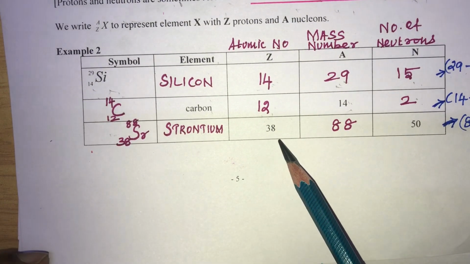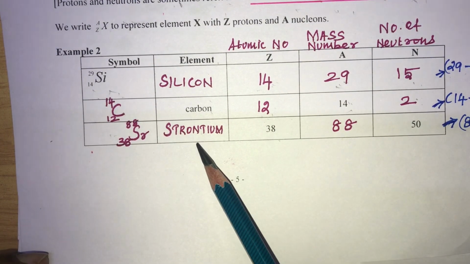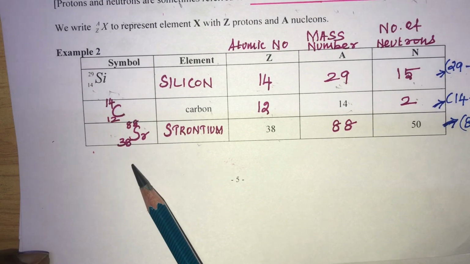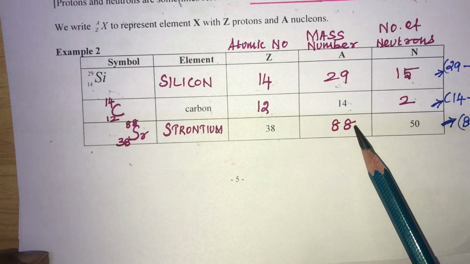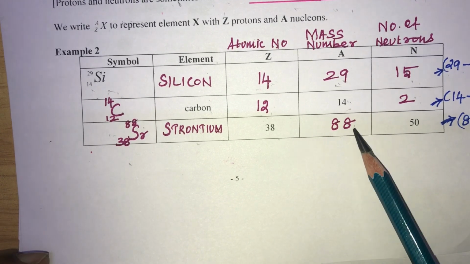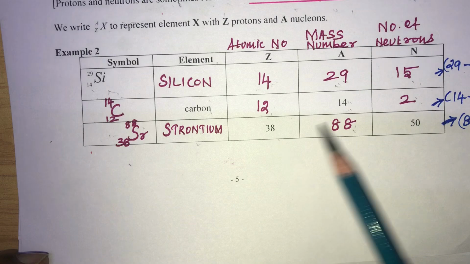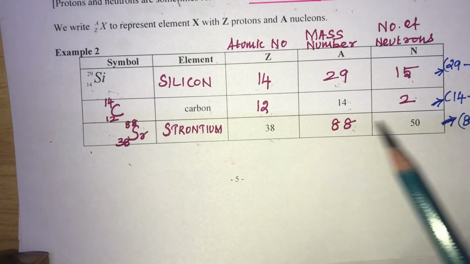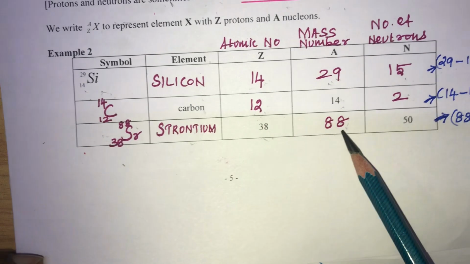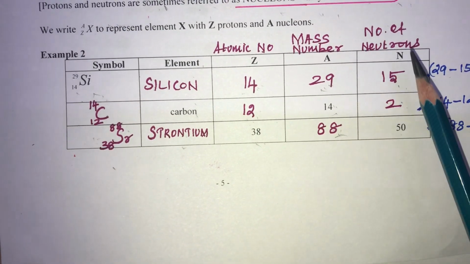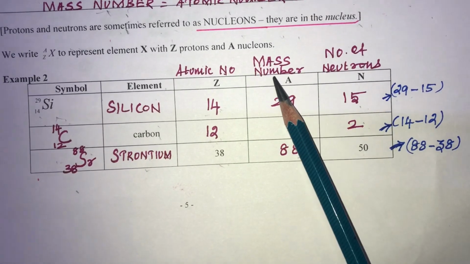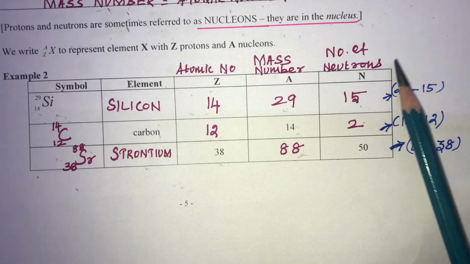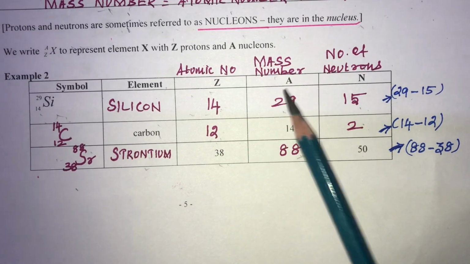Strontium. Here the atomic number is given as 38, which corresponds to the element strontium. Strontium has mass number 88 and atomic number 38. So the mass number 88 is atomic number plus number of neutrons. Atomic number 38, number of neutrons 50, the mass number is 88. So the number of neutrons is calculated by mass number minus atomic number. And atomic number plus number of neutrons will give you the mass number.